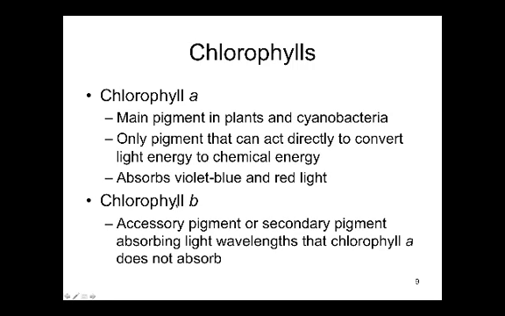Chlorophylls consist of chlorophyll A and chlorophyll B. Chlorophyll A is the primary pigment in plants and cyanobacteria. It's the only pigment that can act directly to convert light energy to chemical energy. It absorbs in the violet and blue as well as the red light, but skips green because that's what's being reflected. Chlorophyll B, on the other hand, is an accessory pigment or secondary pigment. It absorbs light wavelengths that chlorophyll A does not absorb.